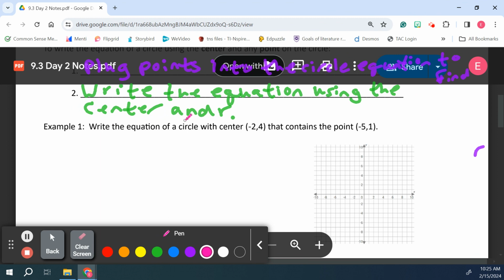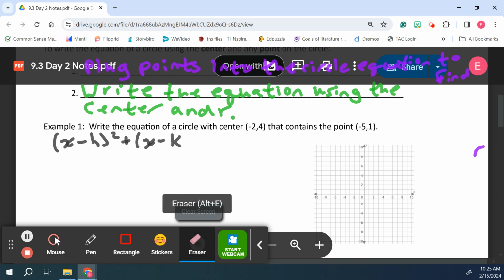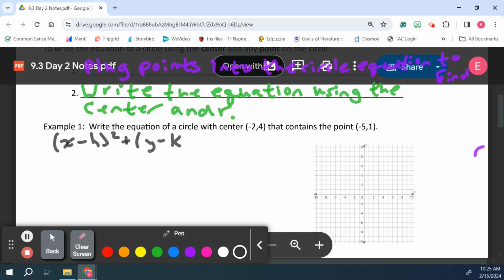So this is the equation of a circle with center at (-2, 4) that contains the point (-5, 1). All right, so again, remember, our circle equation is (x - h) squared plus (y - k) squared equals r squared. So this is our center, this is our h, this is our k. This gets substituted in for x and y to solve for r.